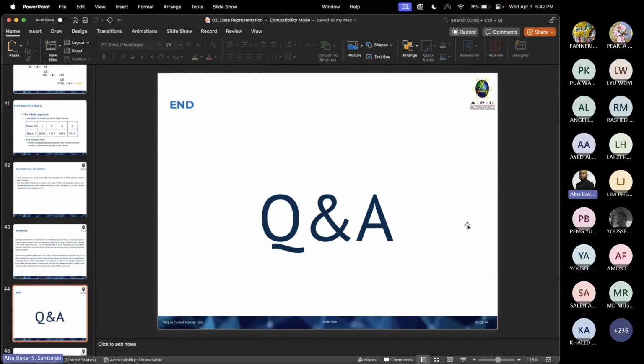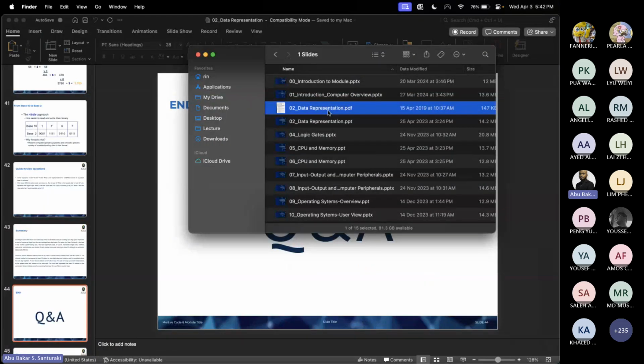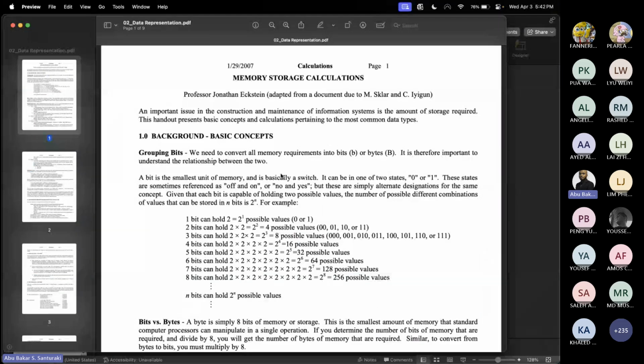Don't forget, you have the assignment of looking at the data representation PDF document that I shared. It will give you a better rounded understanding. So try to look at it before the next class.